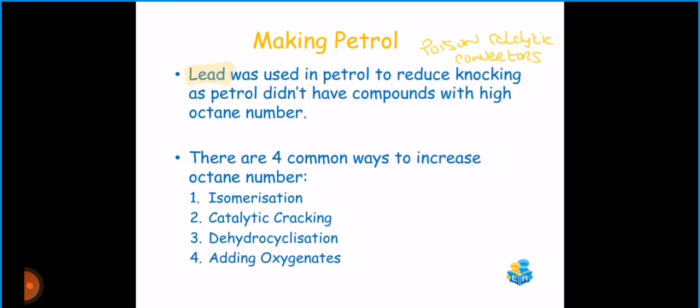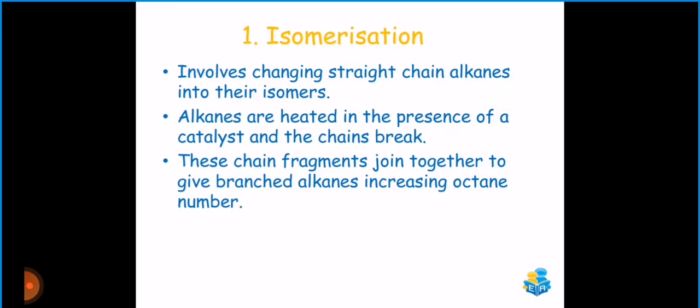The four main ways now that we use to increase octane number are isomerization, catalytic cracking, dehydrocyclization, and adding oxygenates. We're going to look at each of these individually and give some examples. The first one is isomerization, and this involves changing straight chain alkanes into their isomers. This is done when alkanes are heated in the presence of a catalyst, and this causes the chain to break, and these chain fragments then join together to give branched alkanes, increasing the octane number.